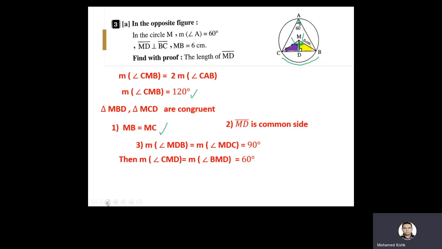Let's go to the small triangle. Yes, this will be 60 degrees. In triangle MBD, we have 60, 90. So the measure of angle B will be 30 degrees. And we already know that the side opposite to the angle 30 in a right angle triangle is half the length of the hypotenuse. That means MD will be 3 centimeter, half of MB. Let's go to the next question.